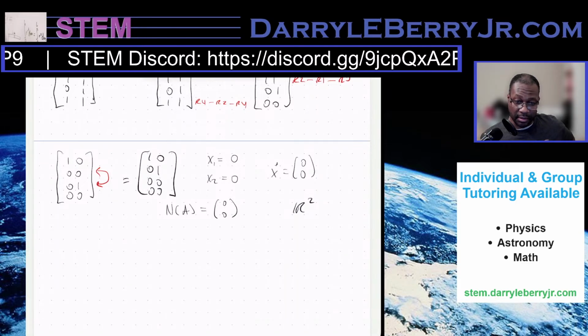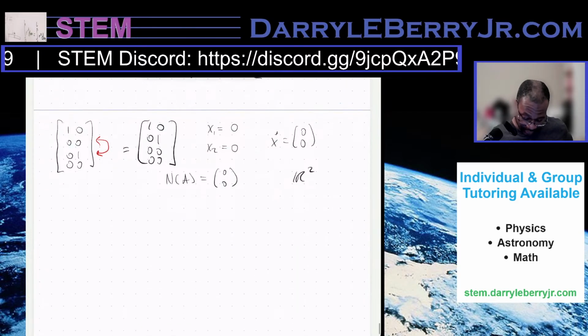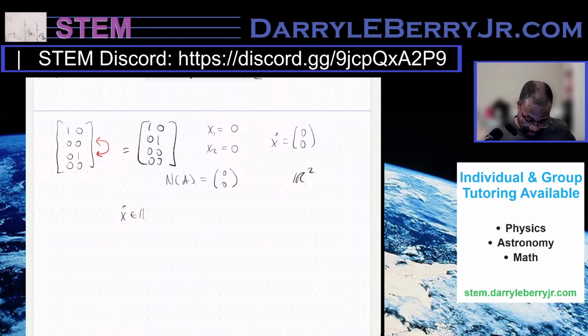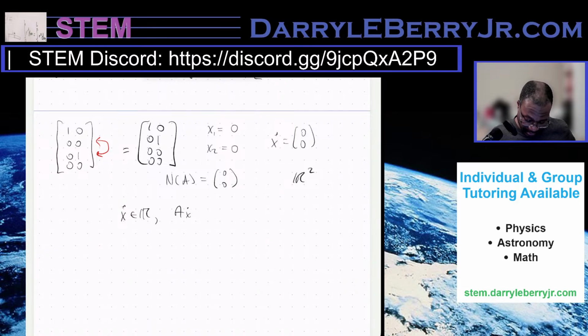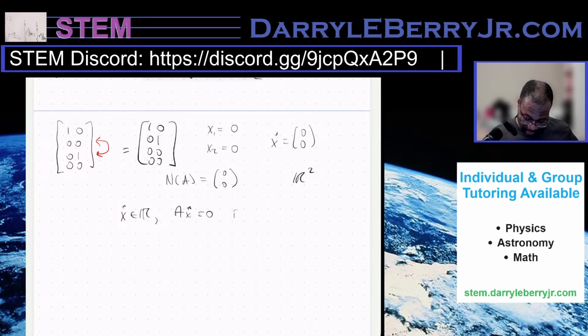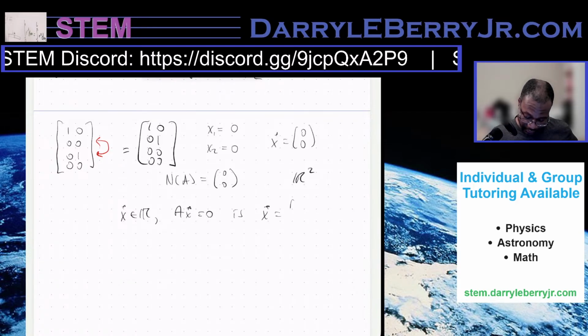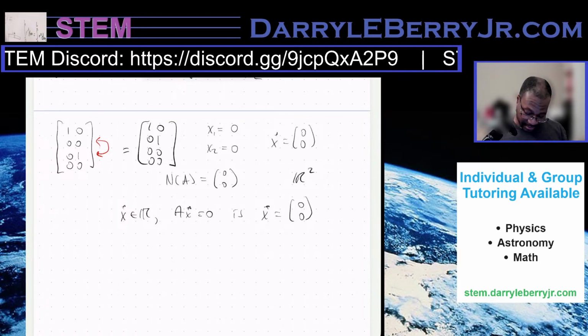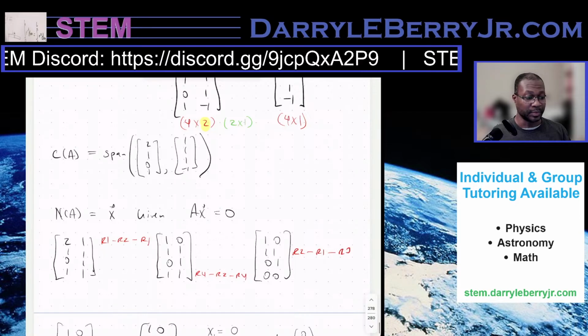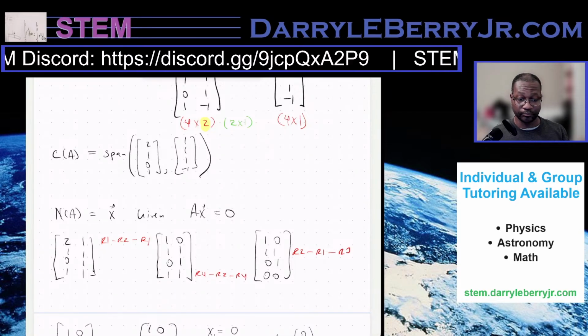All x in R2 where x equals 0. For the x in R2 where Ax equals 0 is x equals 0, 0. So that's the null space. So we have the null space, we have the column space. Let's go back to the example.